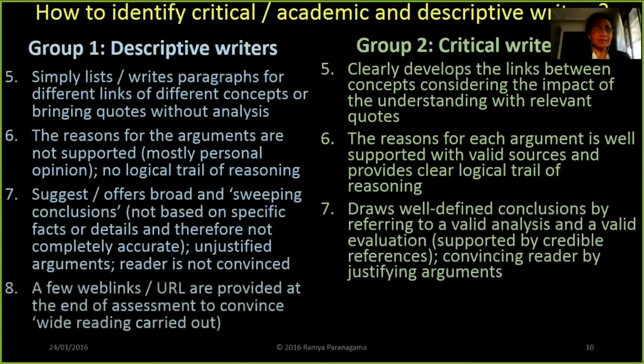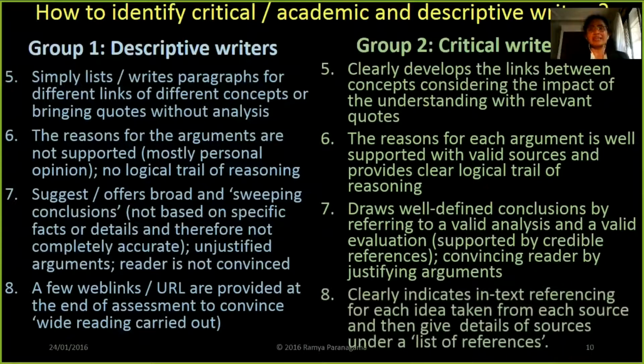And the eighth difference of descriptive writers is they provide web links or URLs just to pretend that they have done wide research, just the indication, but in reality, no such thing. But the critical writer clearly uses citation or in-text referencing for each idea taken, not each paragraph, each idea, and then gives the details under a list of references.